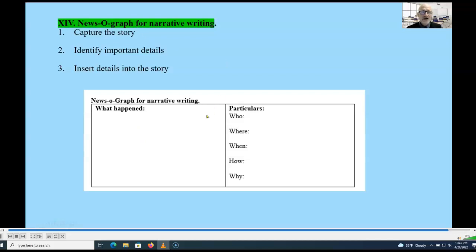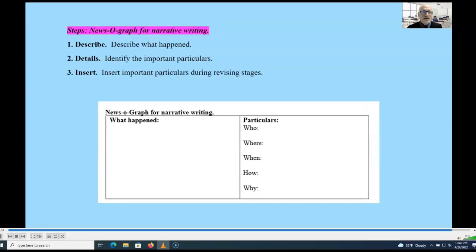Newsograph for narrative writing. You capture the story first, what you think happened. Then you look for the details, who, where, when, how, why. You go back and insert that into the news story. So you generate, you try to capture the idea first, and then you look for particulars.